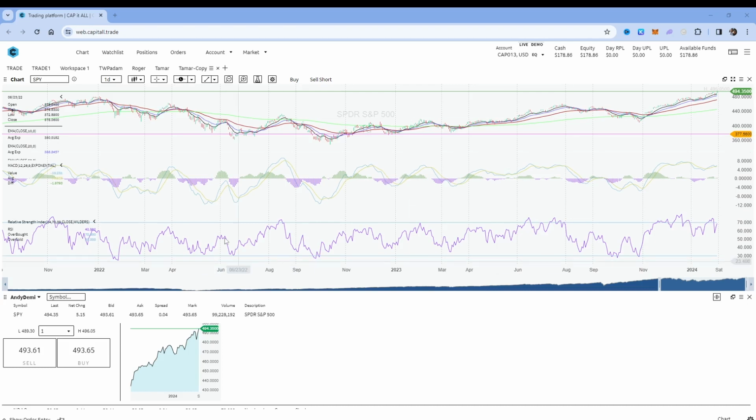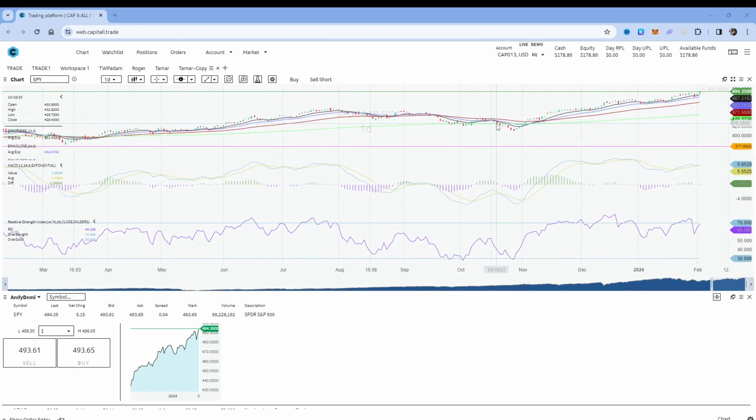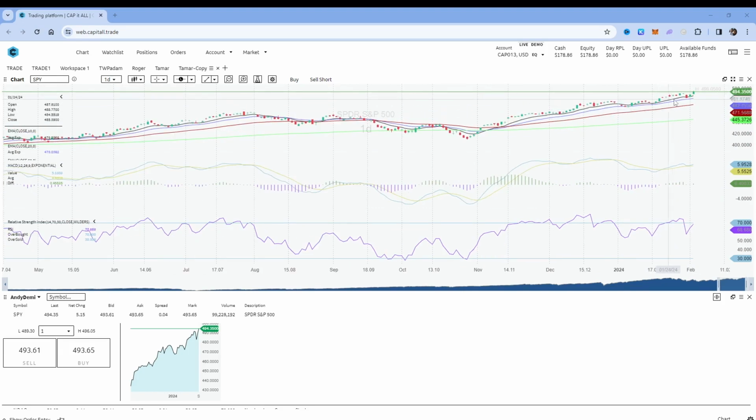So to begin with, I want to look at the S&P 500, which right now is in a very, very strong trend. You can see we have the moving averages fanning really nicely. We have the 200, the 50, the 20 and the 10. And right now the price is above all of those, which is very, very bullish.